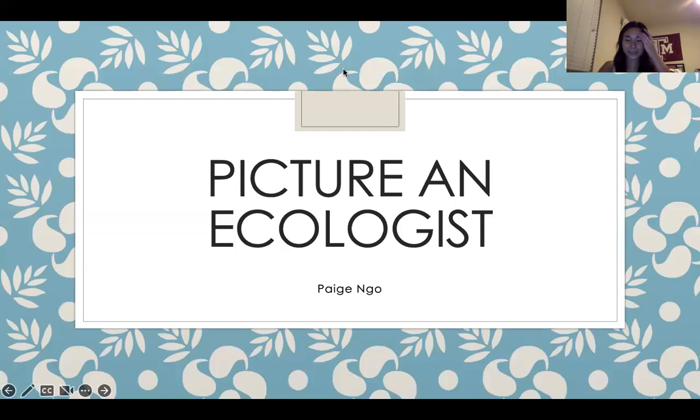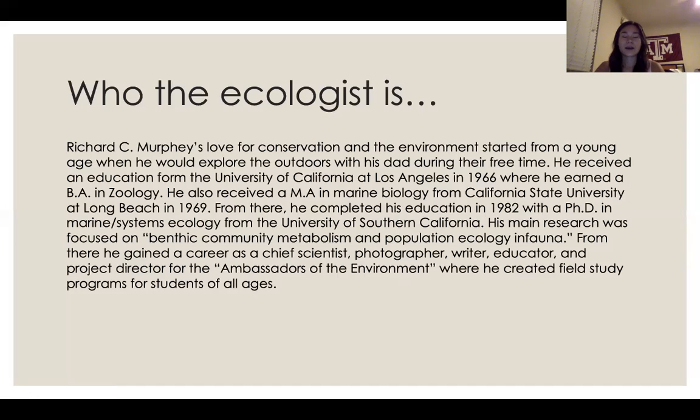So for my Picture an Ecologist, I chose Richard C. Murphey because of his love for conservation and the environment. This started at a very young age for him when he would explore the outdoors with his dad during his free time. He received a few degrees from 3 different universities.